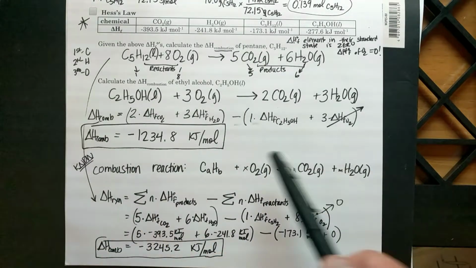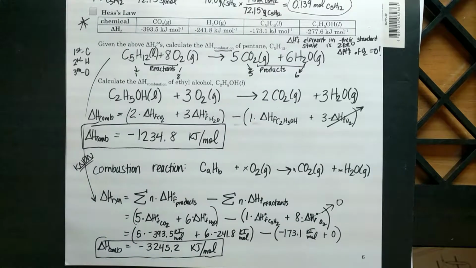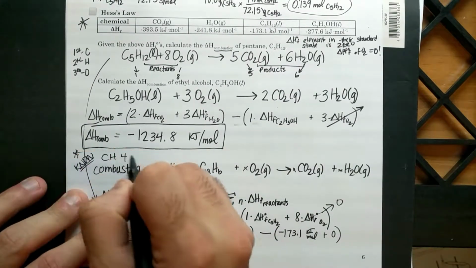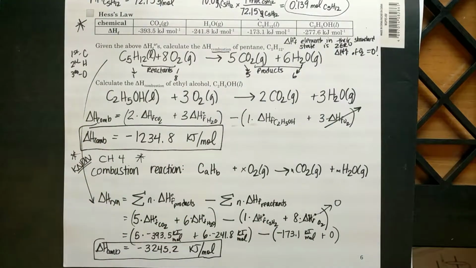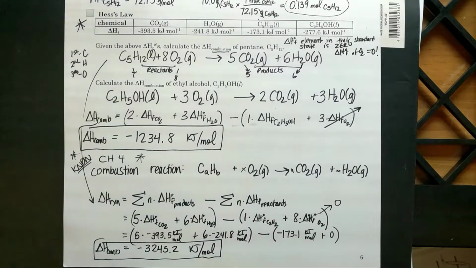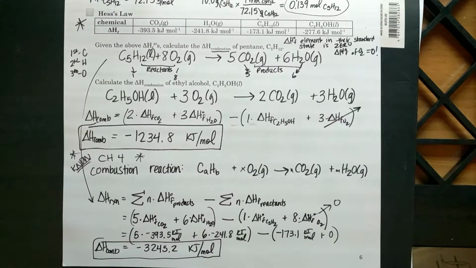What's going to be huge, and I'm jumping down here, is how we write combustion reactions, and that's from chapter 4. So you're going to have to know how to write combustion reactions. That's coming from chapter 4. And so basically the way that we write combustion reactions is CxHy, some hydrocarbon. Hydrocarbon means hydrogen and carbons. Plus oxygen yields CO2 and water. That will always be the three parts of a combustion reaction.